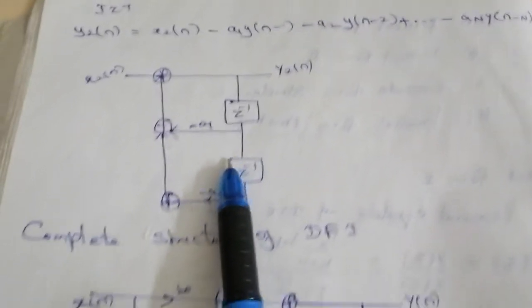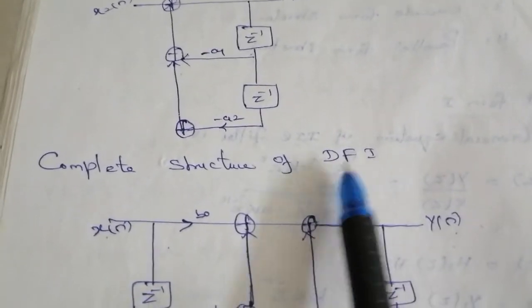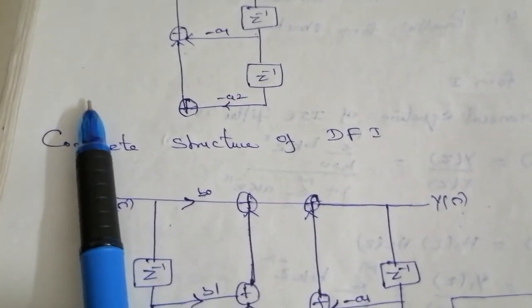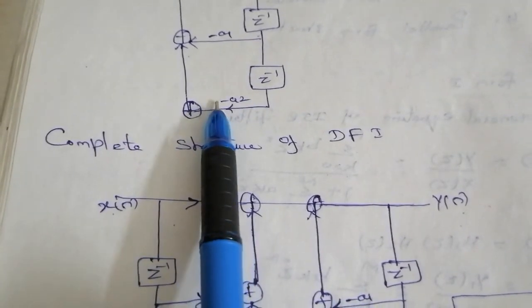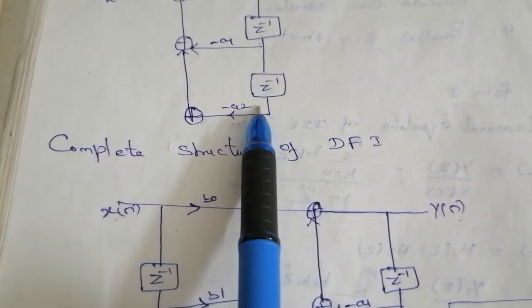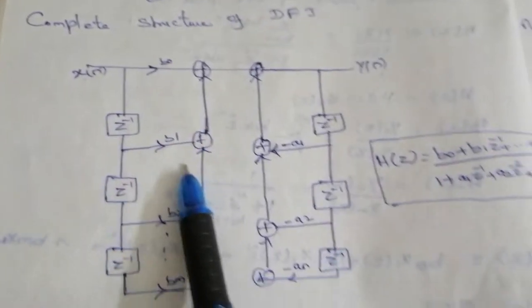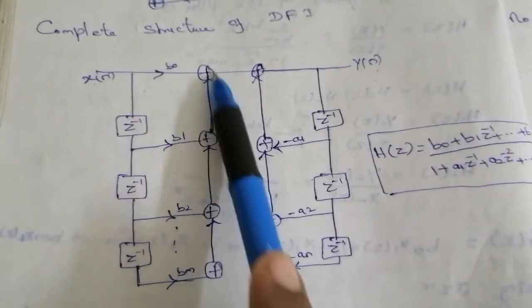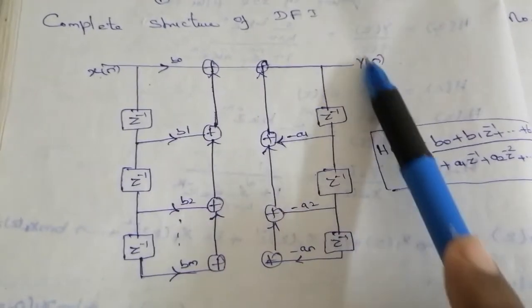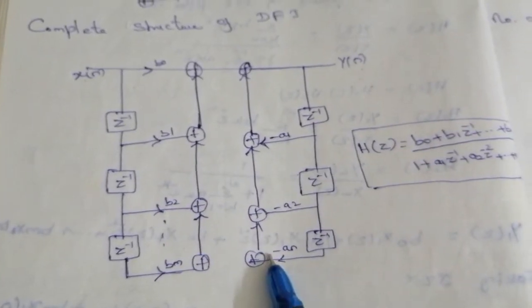So the complete structure of the DFT is a direct form 1. That is, the first diagram is H1(z), the second diagram is H2(z), but we want the H(z). There is multiplication of H1(z) and H2(z). So we have to combine both diagrams. So this portion is H1(z). This portion is H2(z), right?